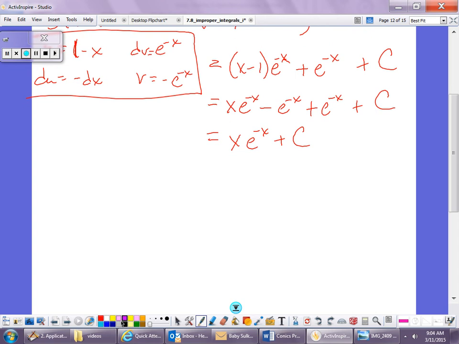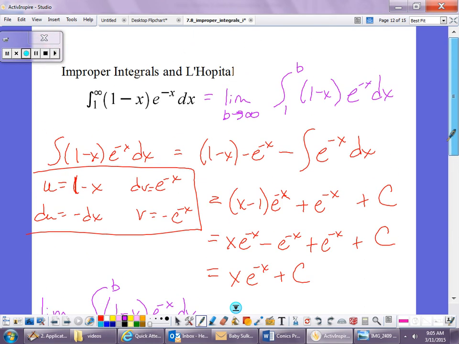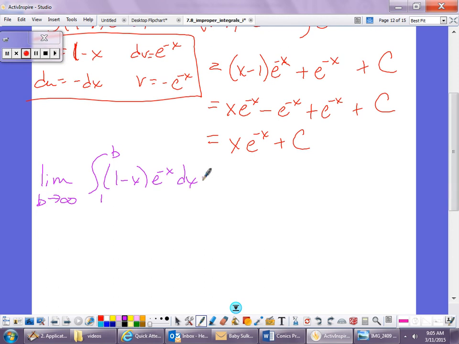Go back to our original thing where we had a limit as b goes to infinity of the integral from 1 to b of, what was it? Right, it was 1 minus x e to the negative x dx. I got that right? I feel like I'm doing something wrong here. Oh, that looks good. And I'm saying that that's going to be the limit as b goes to infinity of x e to the negative x from 1 to b.